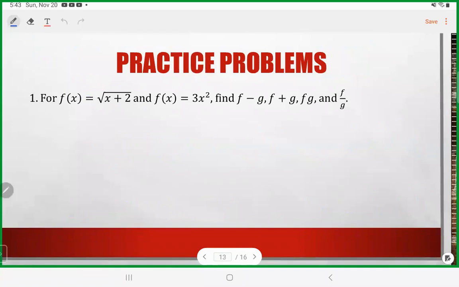Let's do some practice problems. I'll give you a few moments, because you're finding a lot of stuff here, so I'm just going to give you a couple minutes to do this. And then we will regroup and solve this together.